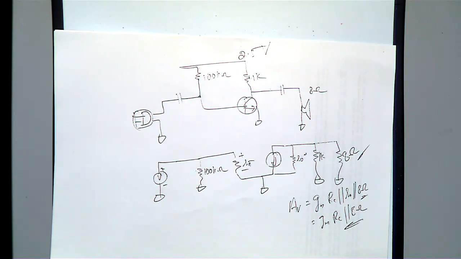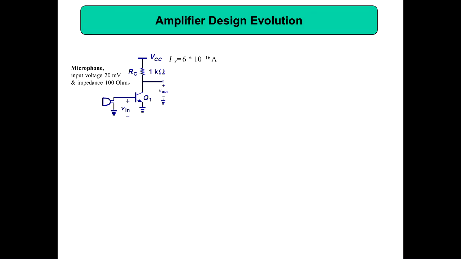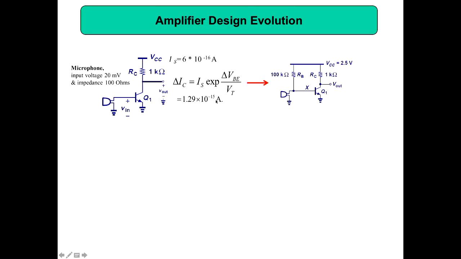If you think about the amplifier design evolution, what we have discussed is, first we connected something like this. If you recall, we connected the microphone directly here. Then we found out that will not work, because there is no bias here; it should be forward biased, so you can't connect like this. Then we found out that the current is going to be very small. If you connect directly, your collector current is going to be in the order of minus 15 amps, very, very small. Then we said we need to provide biasing, using maybe this resistor, or you can use a resistor divider. There are different biasing schemes.